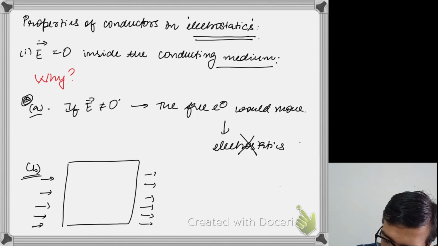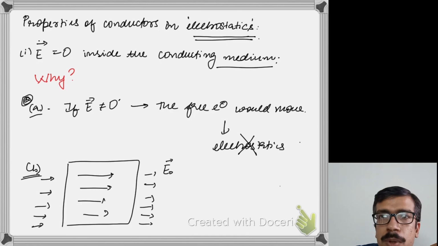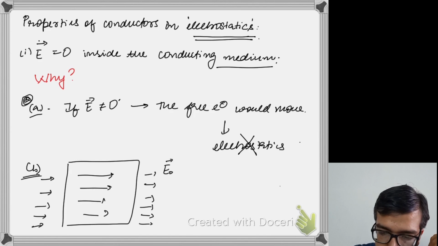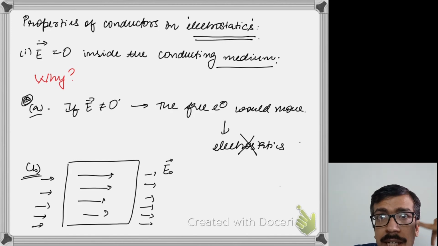Okay, so there is some external electric field E0 which has been switched on, right? Initially, that electric field will also start affecting the electrons inside this conducting medium, and these electrons are negatively charged, which means that they will experience a force in a direction opposite to that of the electric field, right?